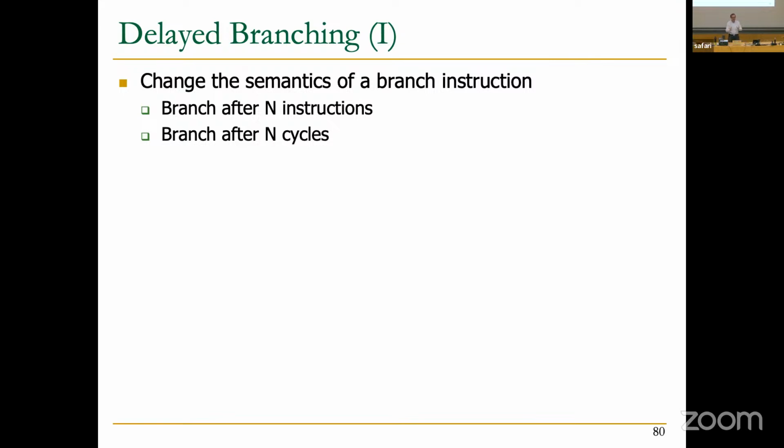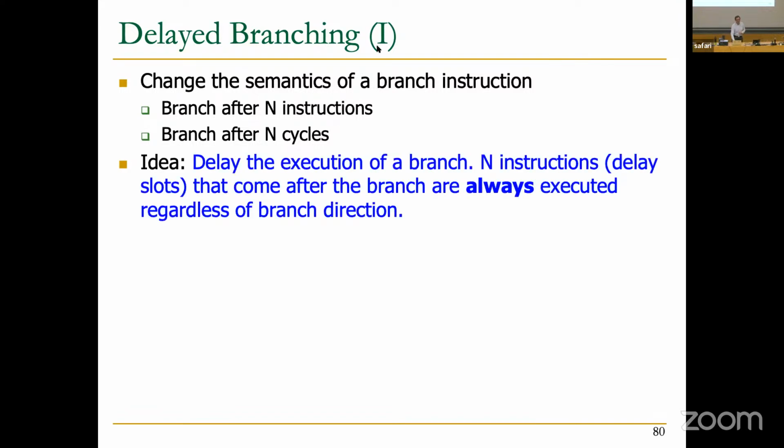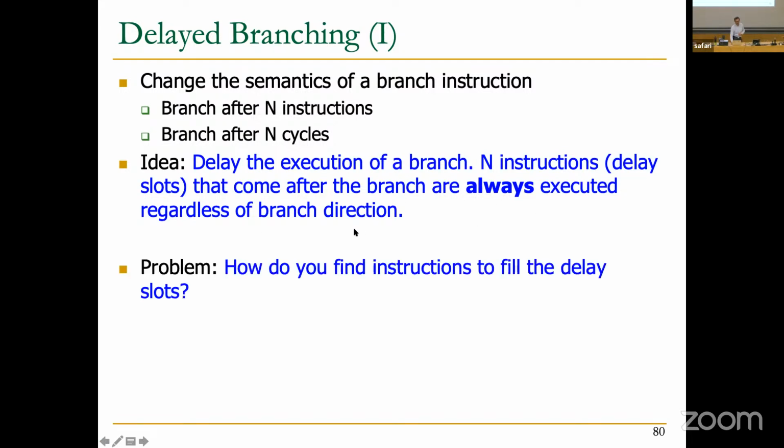Now let me tell you why this is a bad idea. The idea in delayed branching is to change the semantics of a branch instruction. We're not talking about branch prediction anymore. And the idea is to branch after n instructions. So basically, you change the semantics. The branch says, don't branch right away, branch after n instructions. So the next n instructions should also be executed. You could also say n cycles, but cycles are worse than instructions. So delay the execution of a branch. The n instructions that come after the branch are always executed regardless of the branch direction.